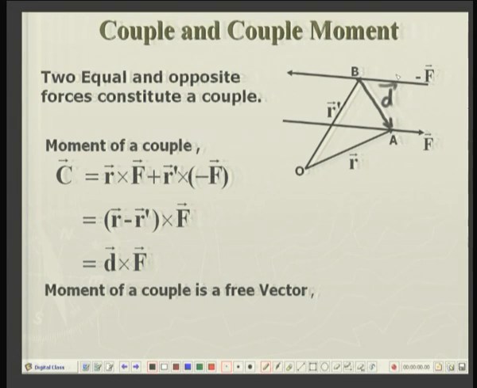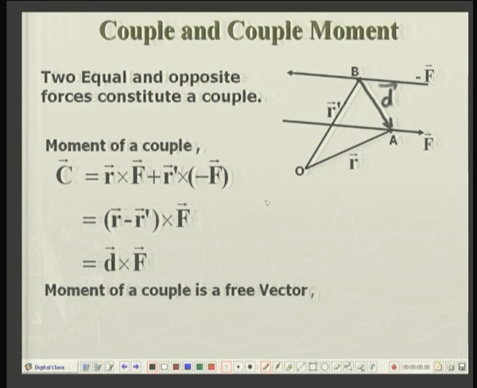Okay. So, the moment of a couple is defined as the vector joining these two points arbitrarily taken on the line of action of the F and minus F forces, crossed with the magnitude of that force. Now, I make a very useful statement that this moment obtained in such a manner is a free vector, that is, it is independent of the choice of O.